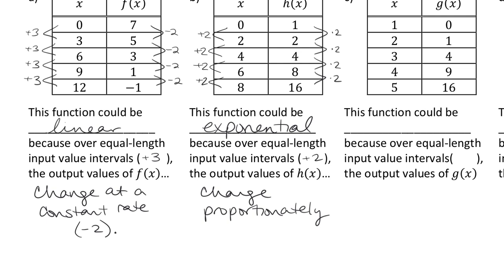Now, how are we proportionately changing? What is our common ratio here? Times 2. So we're going to say times 2. So again, in your explanations.